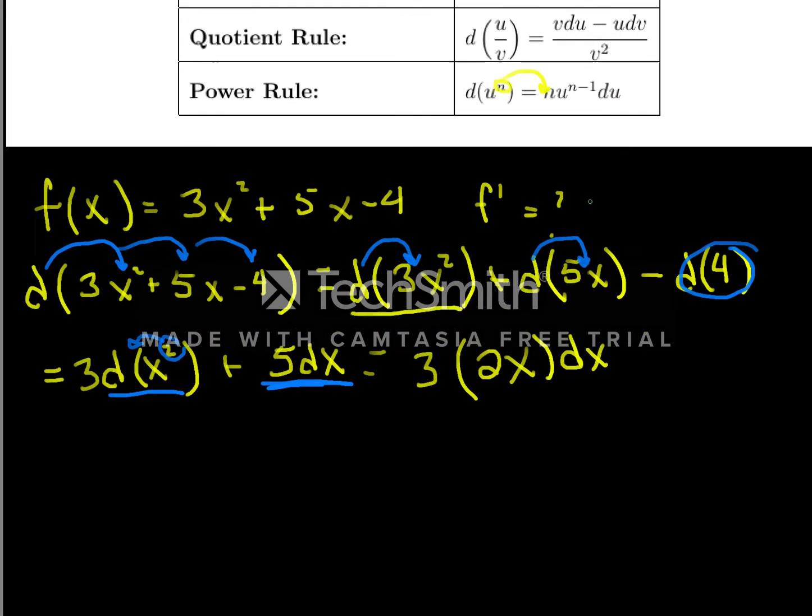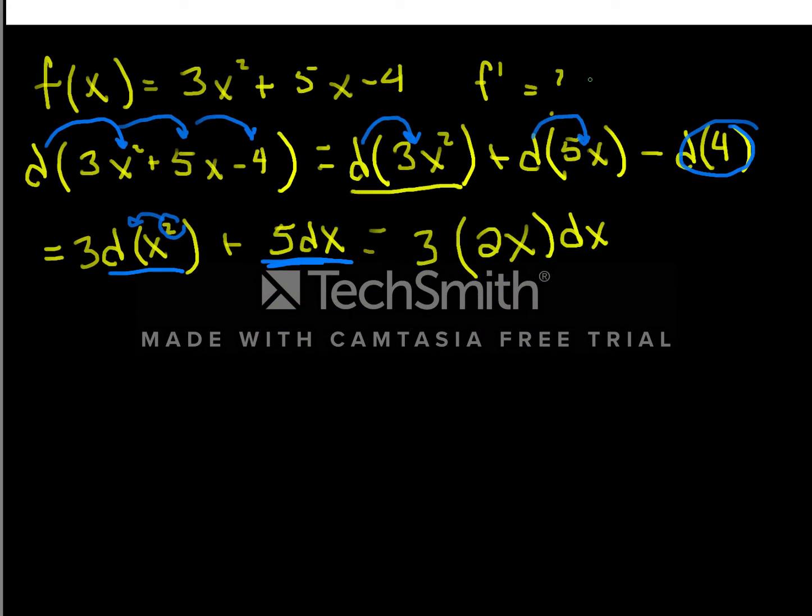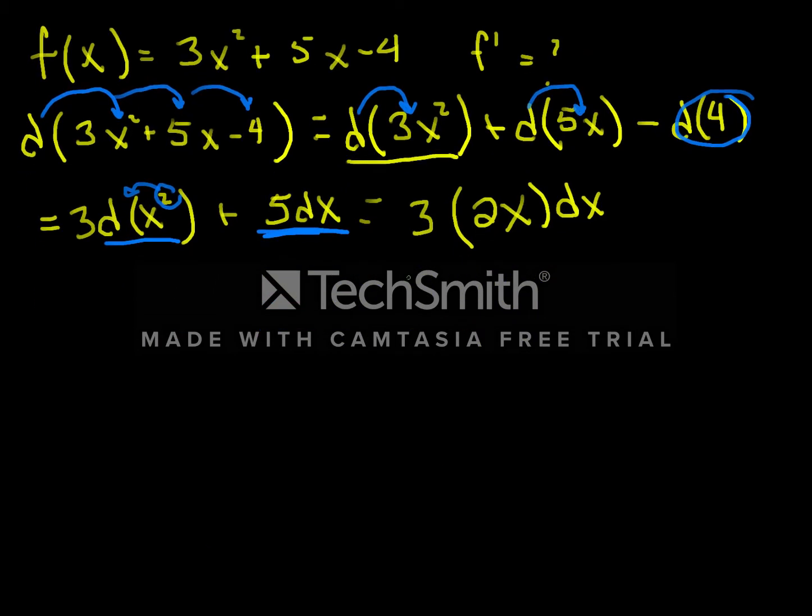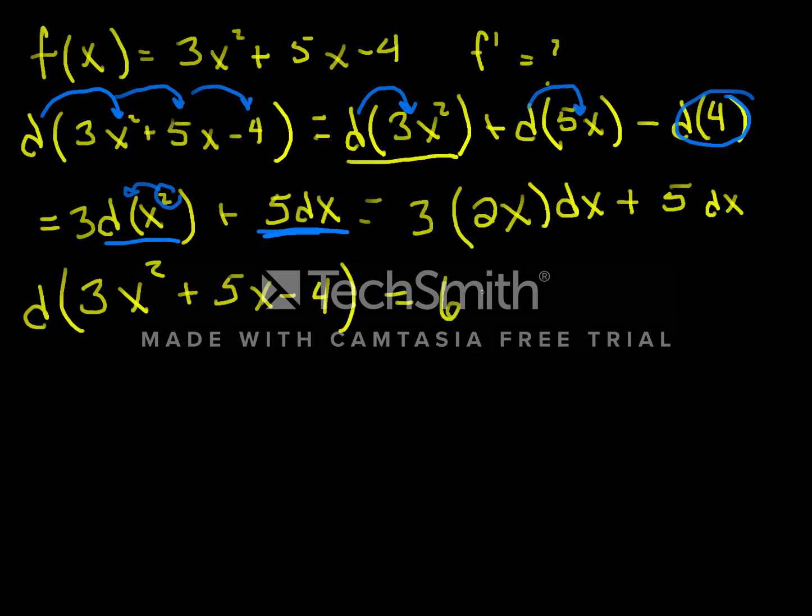That is one of the most common mistakes I see in first-year calculus students, is forgetting to hold on to their differentials. So that's there, and then we carry over the 5 dx. So now I can say that the differential of 3x squared plus 5x minus 4 is equal to 6x dx plus 5 dx. That's the differential.